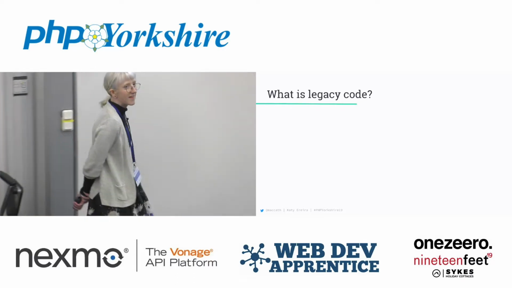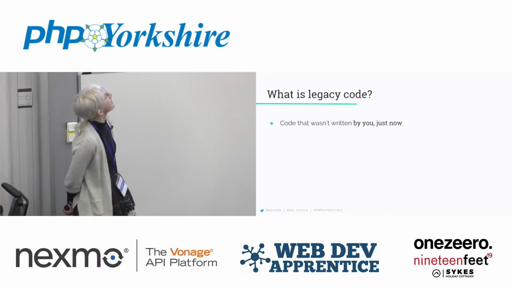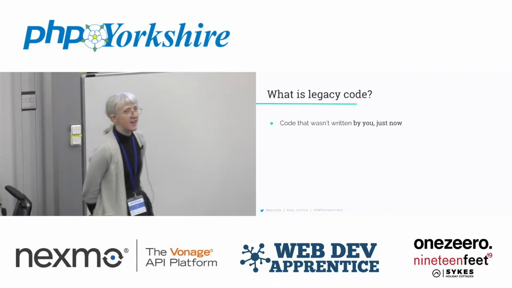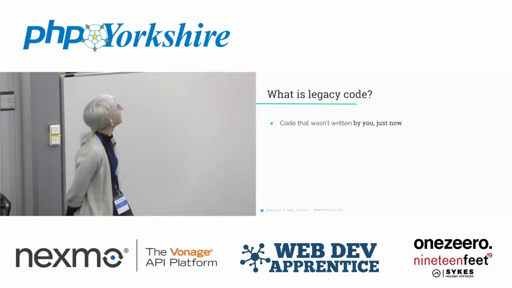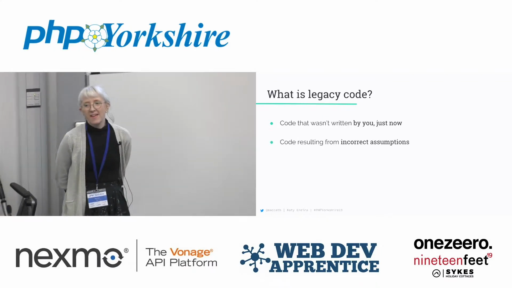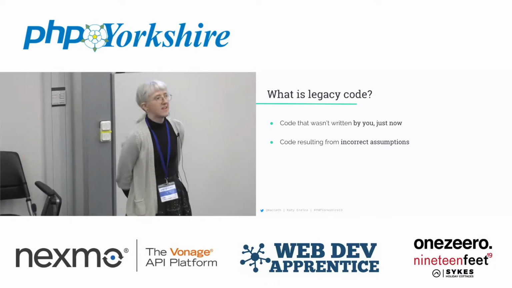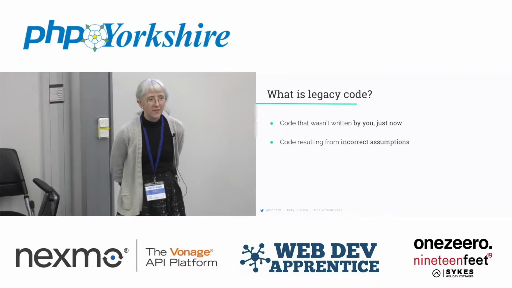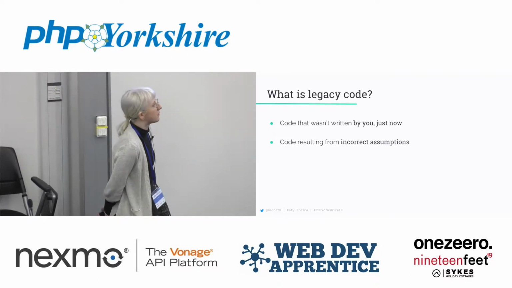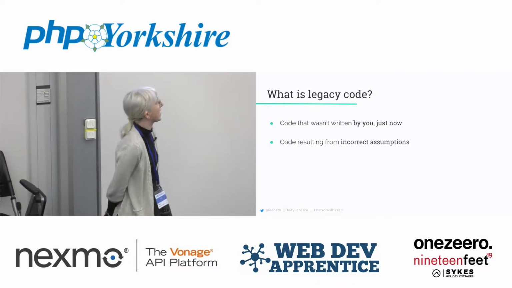Right, first of all, legacy code, what exactly is it? There are quite a few definitions for legacy code, and I think the one I like the most is legacy code is any code that you didn't write just now. It could also be code that came as a result of incorrect assumptions. So when people are writing code, you often start off with a set of assumptions that as your code evolves and develops, turn out to be incorrect, and you end up with a mess that doesn't work anymore and doesn't make sense anymore.